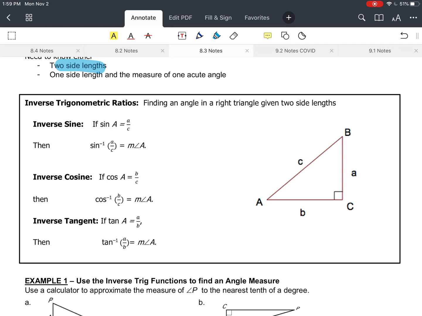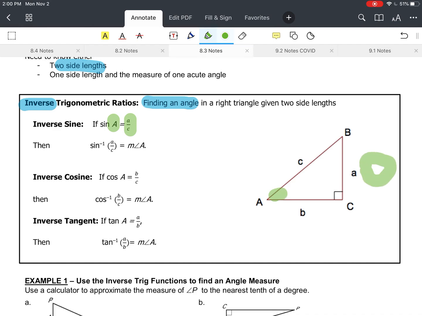So first let's talk about how to find an angle. We're going to use inverse trig ratios. Again, this is very important that you know you're finding an angle using inverse. Before we learned that the sine of A was equal to A over C. So the angle was A, the side ratio was A over C, because A is my reference angle, opposite would be A, hypotenuse would be C.